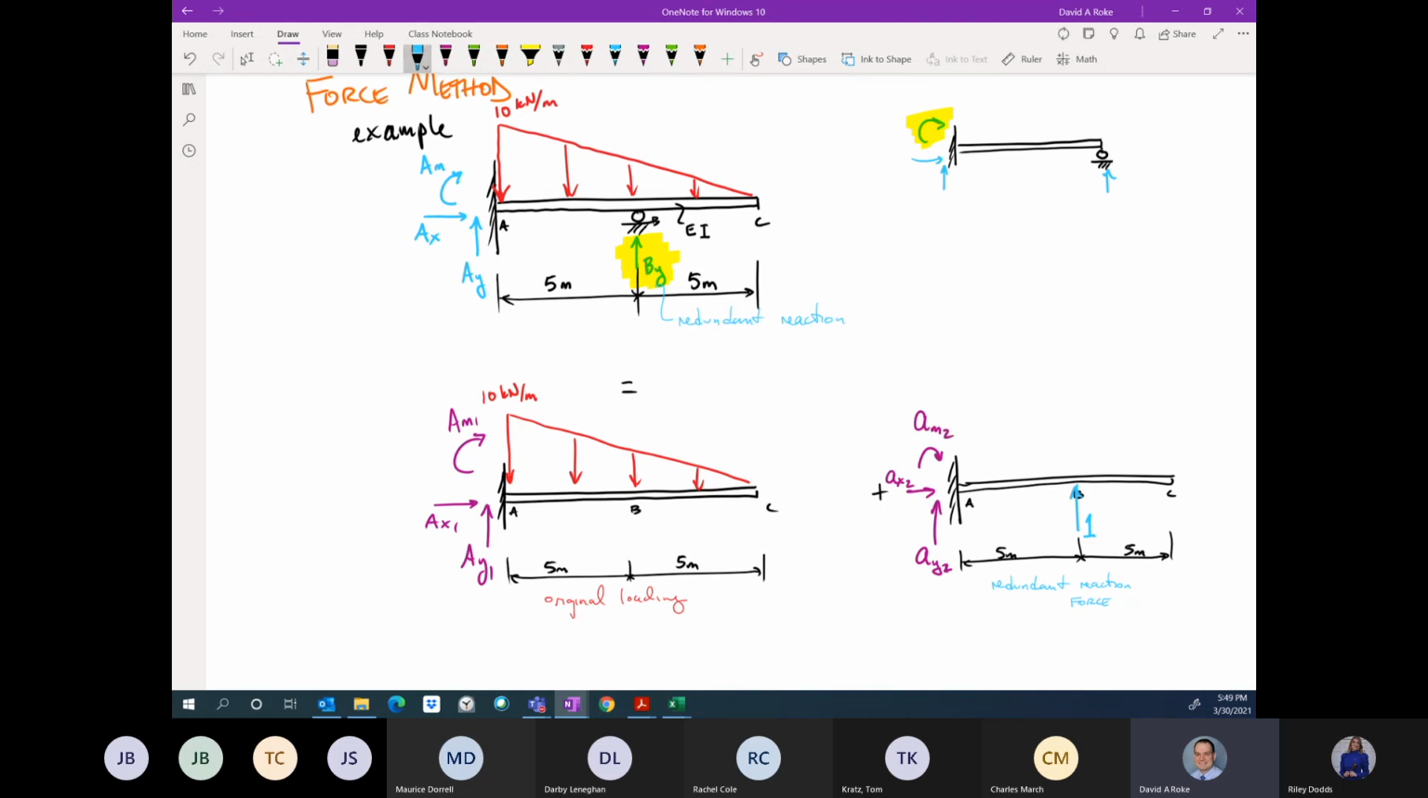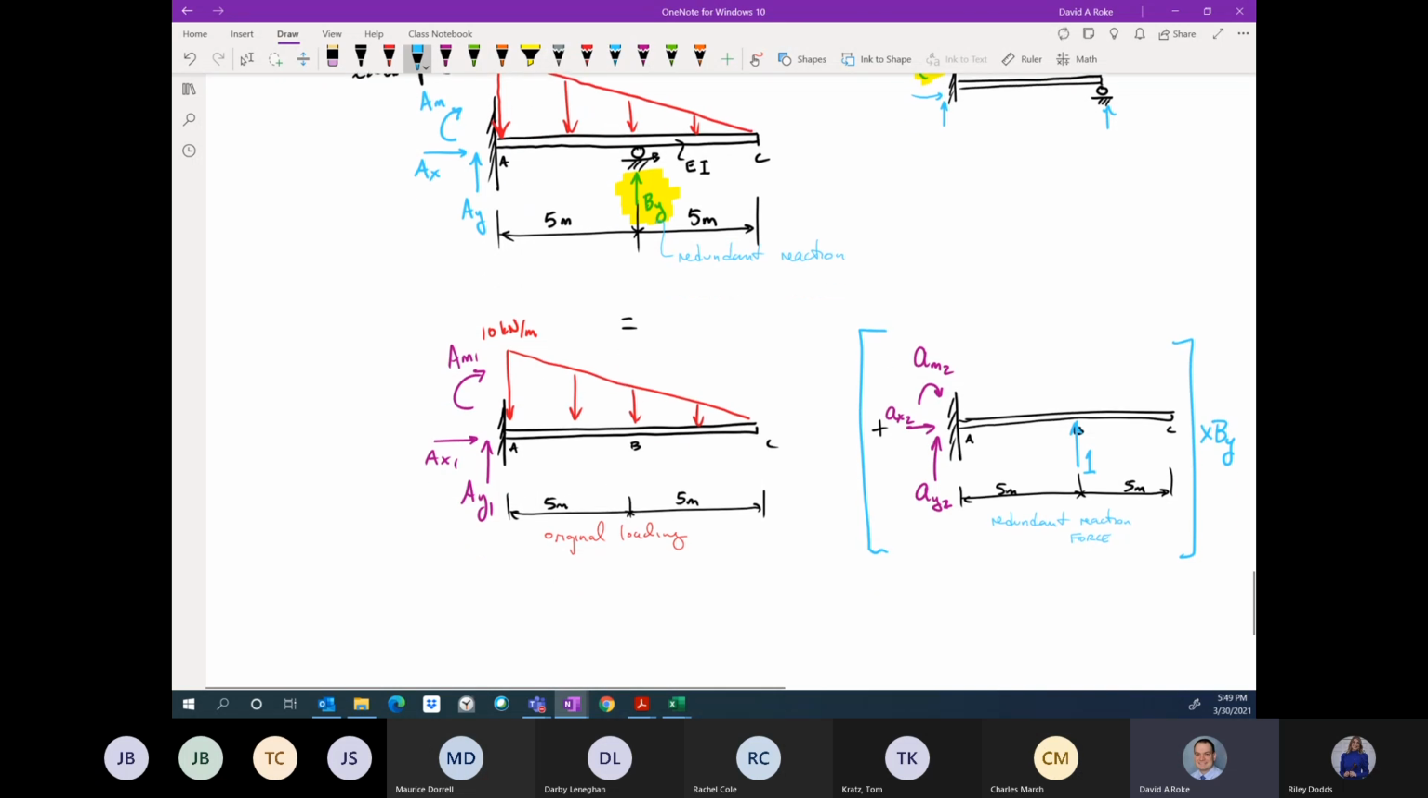And what we're going to do is multiply this entire problem times By. This is how we did it in class. It's fundamentally the exact same thing, right? So what I'm saying here is that AY2, for instance, is lowercase AY2 times By. That's it. Nice and easy.